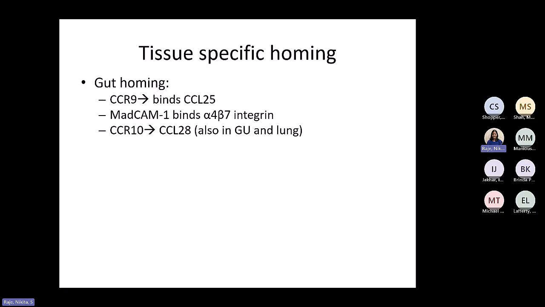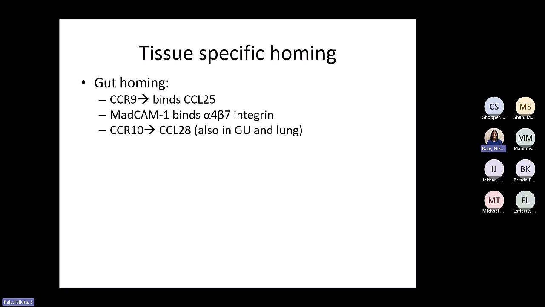Tissue-specific homing, we talked about gut homing a little bit, a few more details to that. For chemokines, any cell that expresses CCR9 will be attracted to and bind to CCL25. CCL25 and 28 are present in the gut. So CCR9 binds to CCL25 and CCR10 binds to CCL28. Apart from the gut, the GU system as well as lungs also express CCL28. So cells expressing CCR9 and 10 will be attracted to those places.